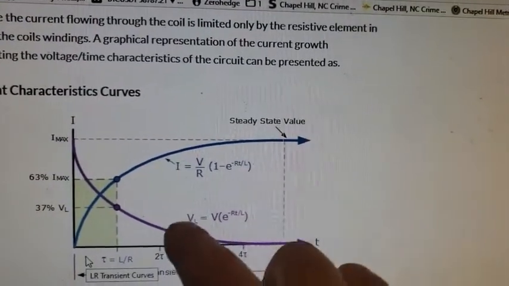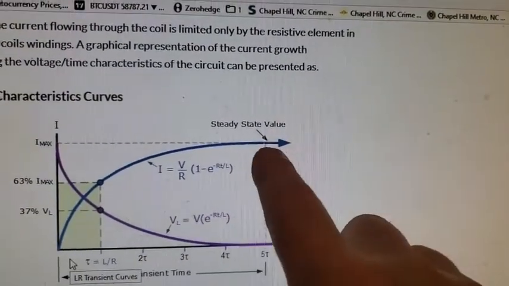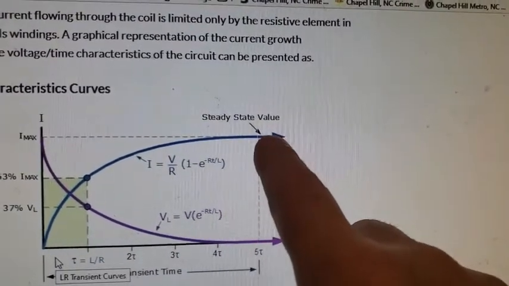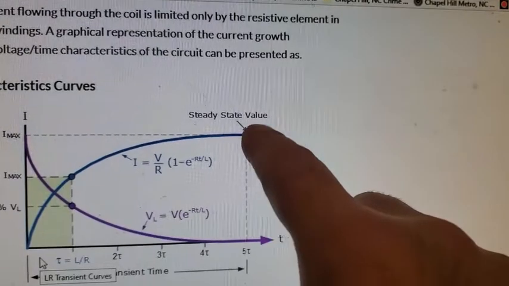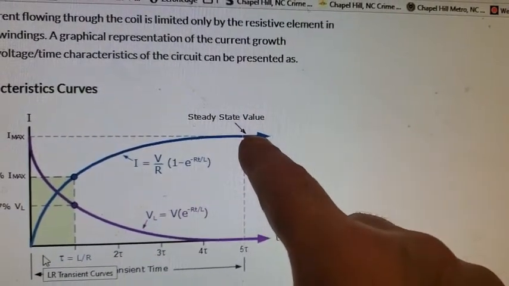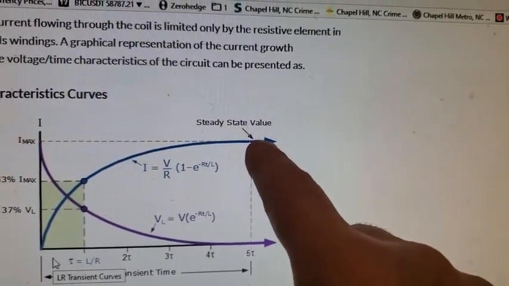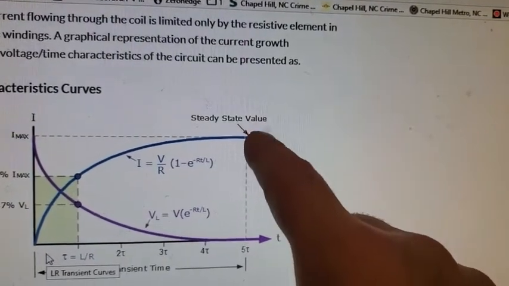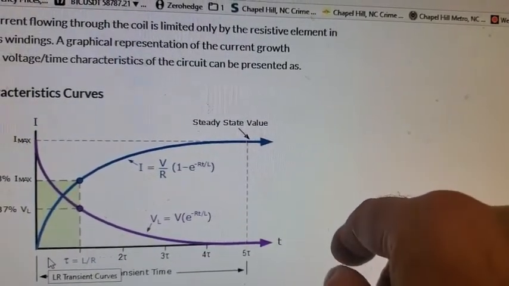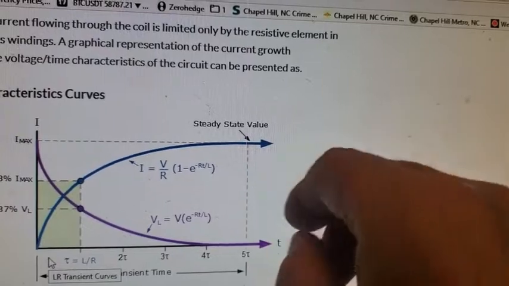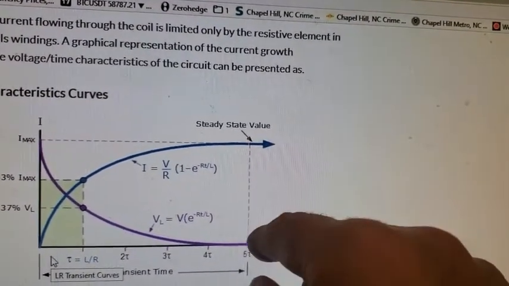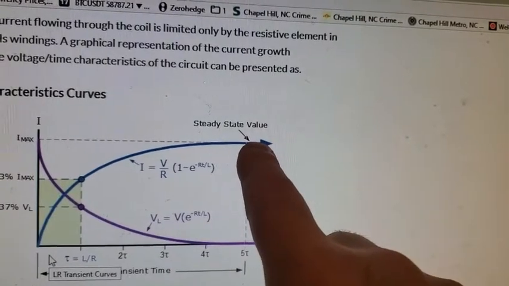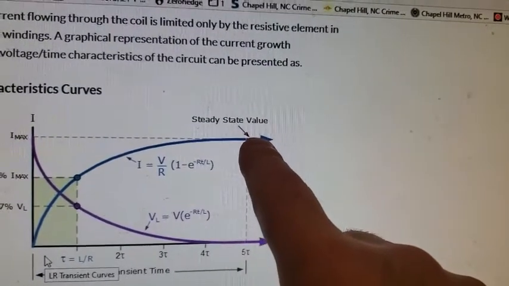Now, one can say that if you went to 5 time constants and then shut the thing off, that would be the maximal EMF that would be established. And you could grab that, and for a given voltage and a given coil, you're not going to get a bigger EMF than having fully saturated the coil.